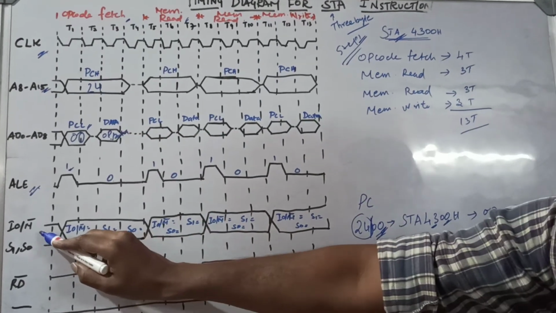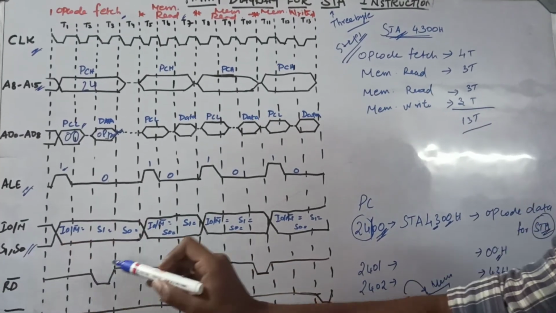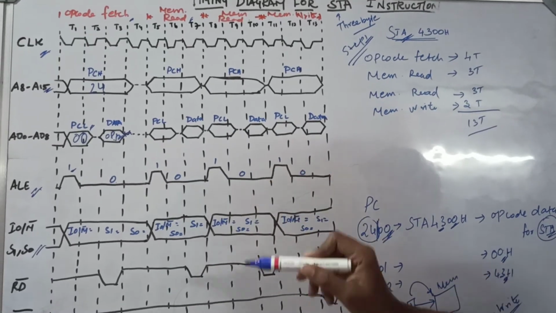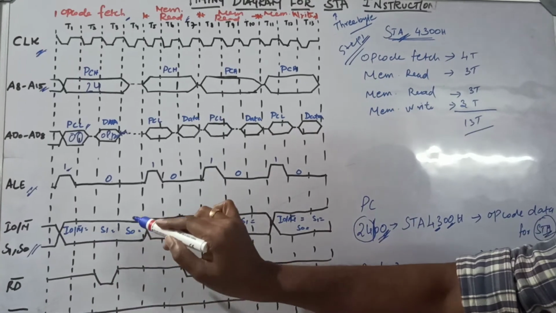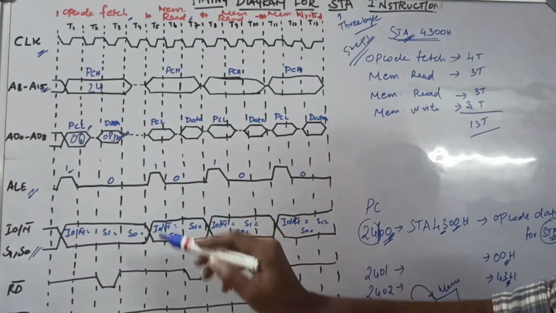The next ones are IO/M bar, S1 and S0. This signal represents whether the data comes from a memory location or an IO device. Then the status: whether it is fetching the opcode value, or a read function, or a write function. It just declares that.